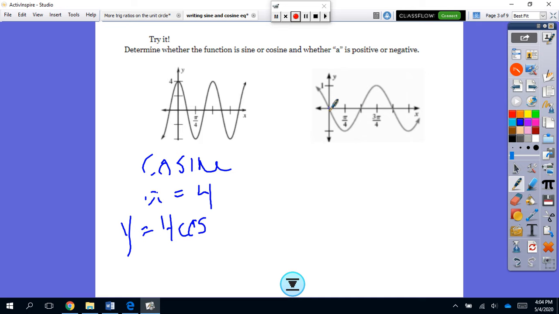Okay, so this one starts at 0, so that means it's sine. And it goes down to 1, so A must be negative 1. So this one, the beginning of my equation would be y equals negative sine. Then you'd have to solve for b, which we're going to do next, and get k. No, we're not going to do that next. We're going to do the midline.